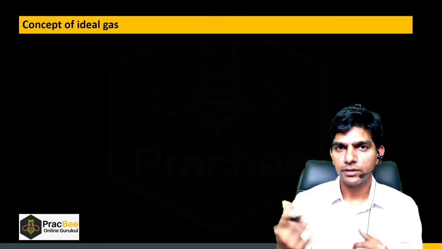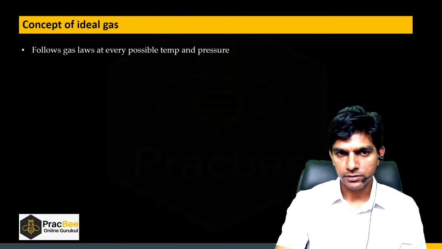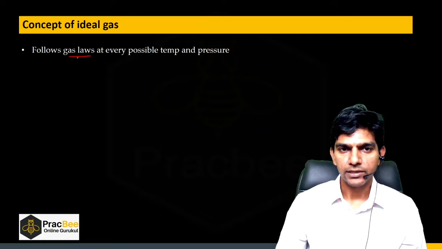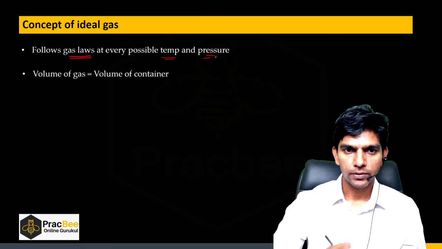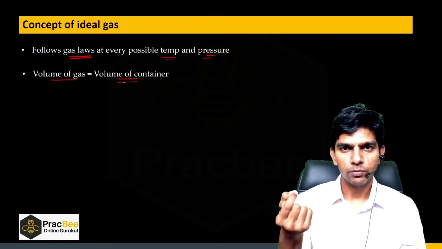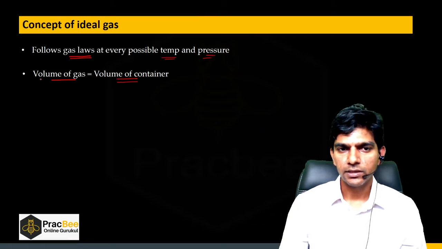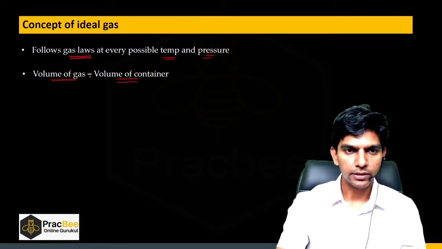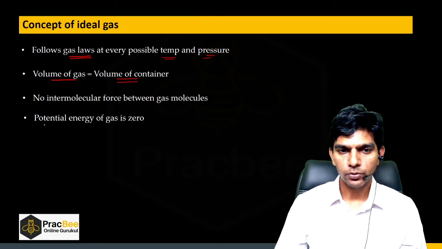Now let us move to another concept, that is the ideal gas. What are ideal gases? First, they follow gas laws at every possible temperature and pressure. And the volume of the gas is nothing but the volume of the container. I told you the molecule volume is very small compared to the volume of the container, so we can say the volume of the gas will be the same as the volume of the container. There is no interaction between the gas molecules. If there is no interaction, there will be no potential energy, so the potential energy of the system of gas molecules will be zero.